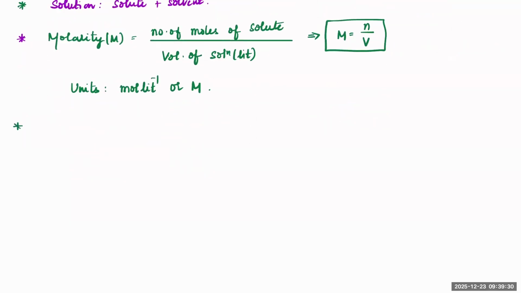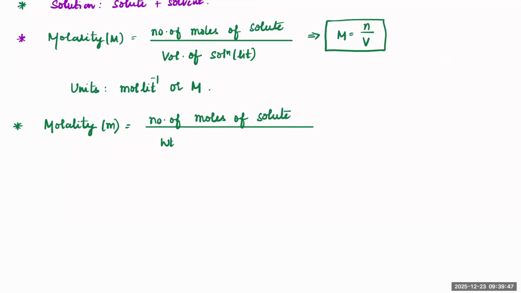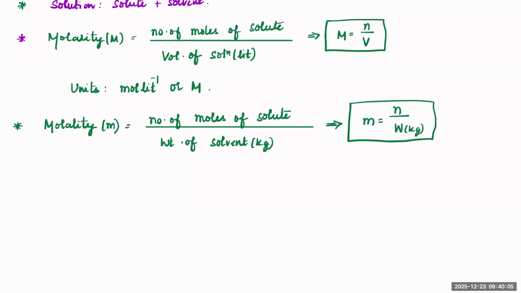Got it? Another definition is molality, which we define with small m, which is the number of moles of solute upon the weight of solvent in kgs. This we write with small m, which is n by weight in kgs. Okay, and this W is the weight of solvent.